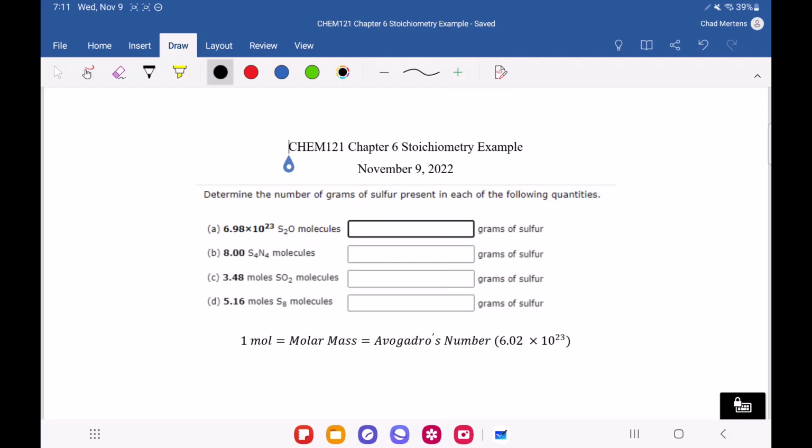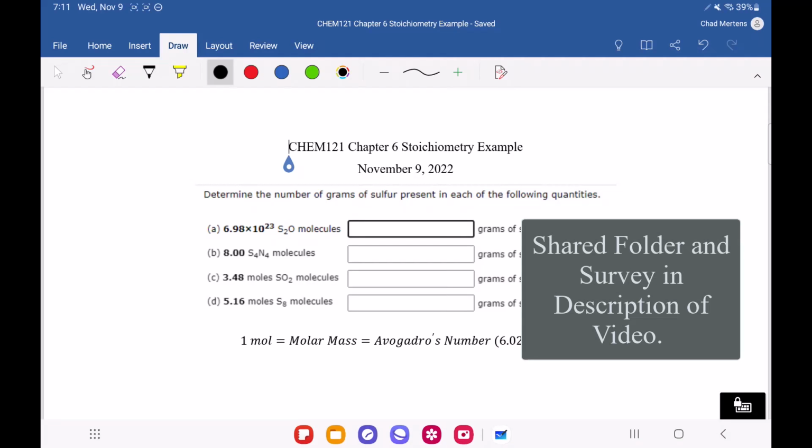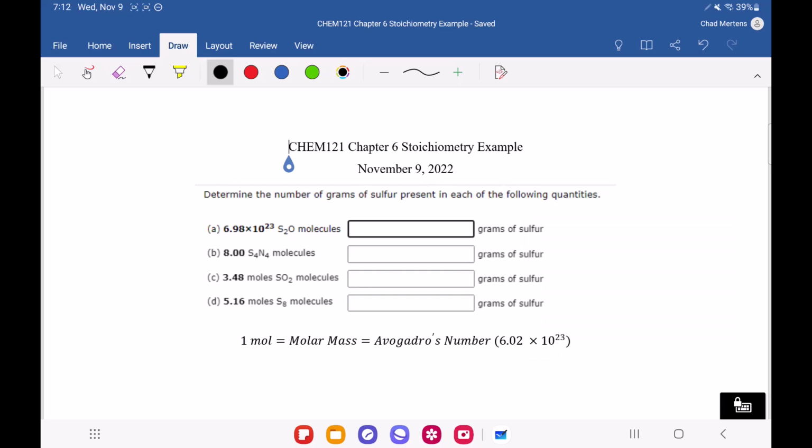Hello, so in this video we're going to look at doing some chapter 6 Stoichiometry examples. So first, our question is to determine the number of grams of sulfur present in each of the following quantities. Question A asks us to take 6.98 times 10 to the 23rd S2O molecules to grams of sulfur.